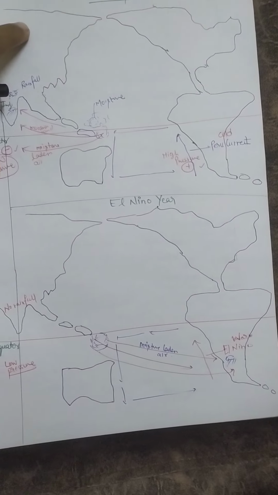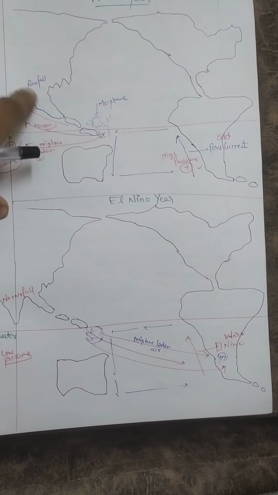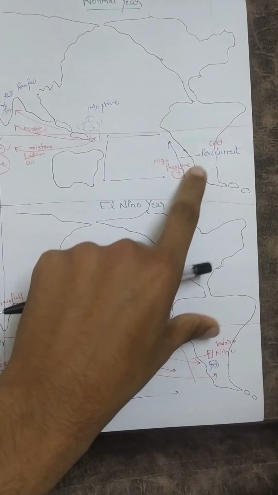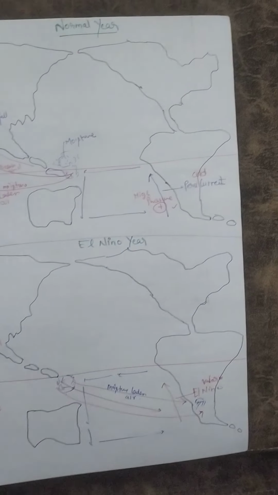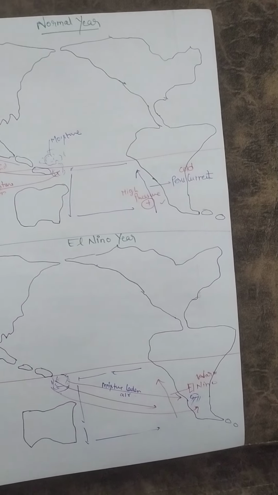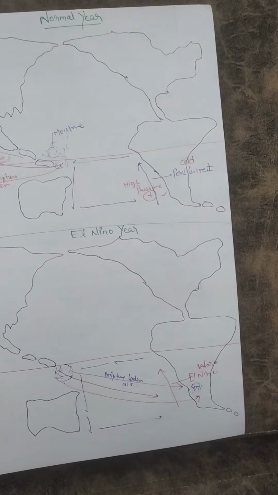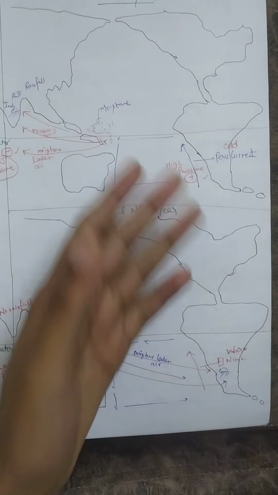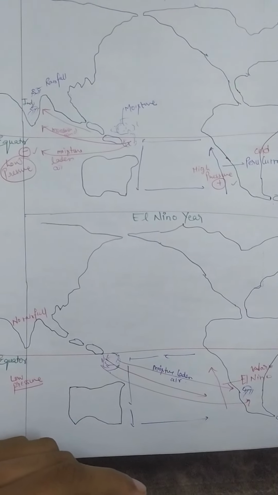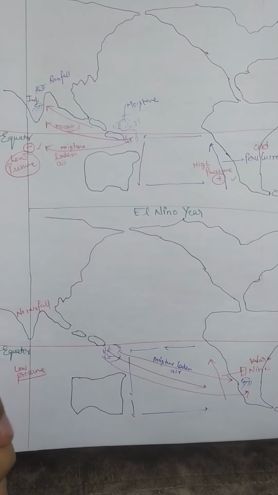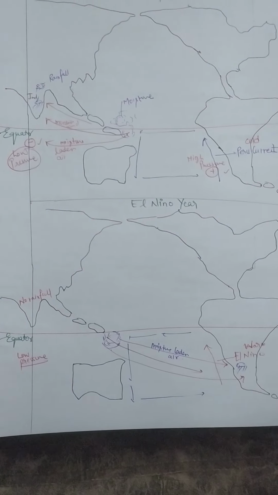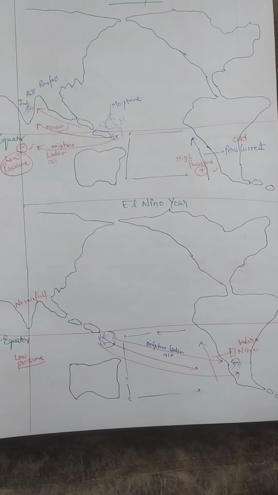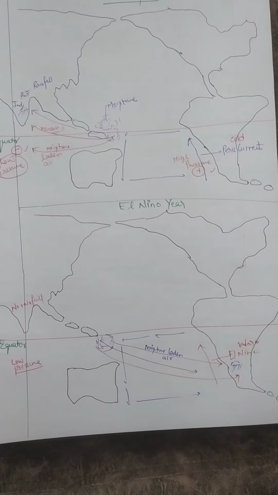This is Asia, Southeast Asia, and this is North America. This is South America, and this is another part. In the normal year, when the cold Peruvian current moves across western South America, due to the coldness of the Peru current, a high pressure is created.